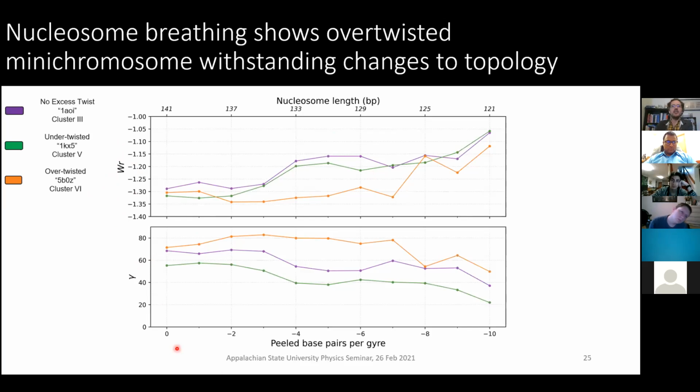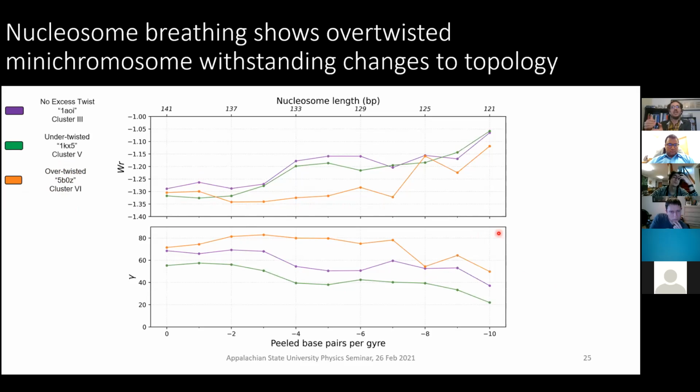The x-axis is the number of base pairs that we start to peel back to go from a nucleosome to free DNA. And you'll notice that the Writhe starts to increase to 0, so it starts to become more open as we decrease the number of base pairs in the nucleosome, or the number of base pairs that we are peeling back. We also notice that the gamma angle starts to decrease a little bit, but you might notice that the figure in orange here, which represents the nucleosome configuration that's more over twisted, maintained its Writhe and gamma orientation.